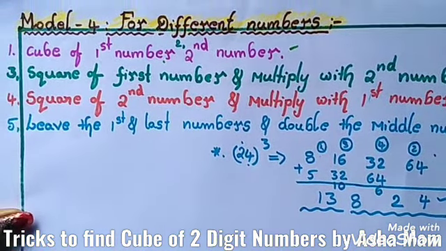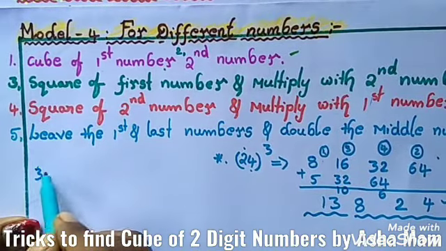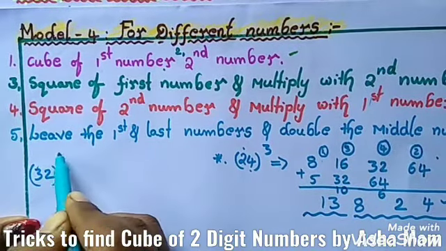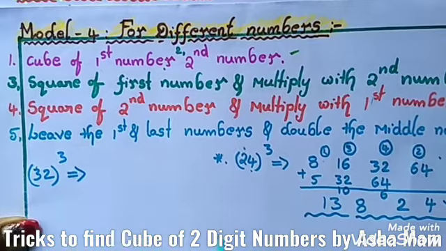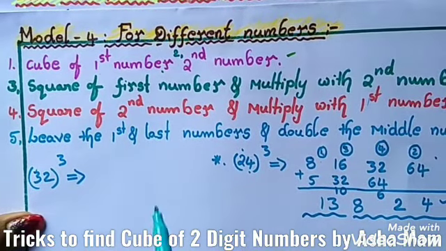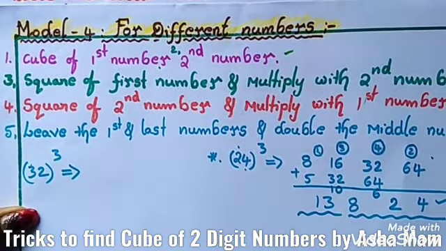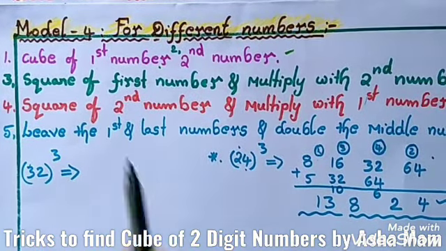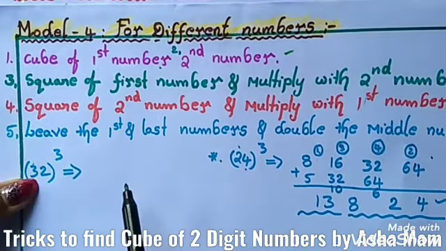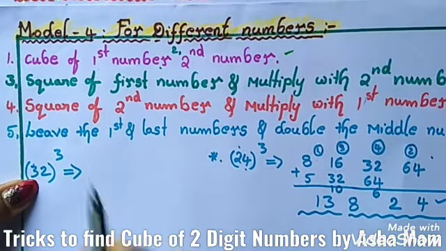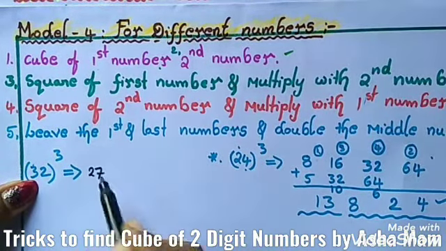By applying these rules, here the different numbers we have to take. 32 whole cube, I have taken this number, and if you apply these 5 rules to this number, what will we get? Observe here carefully. Cube the first number. Here first number is 3. 3 into 3 into 3, 27. So that is the first rule.